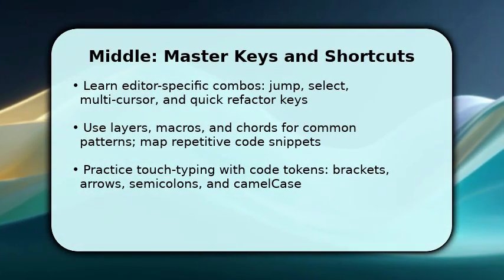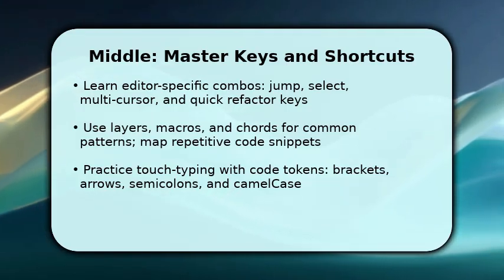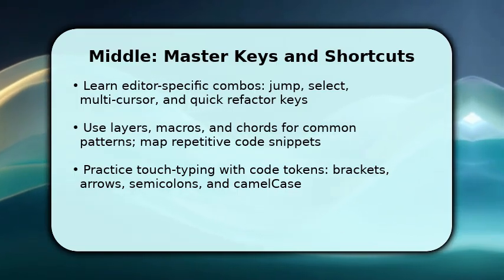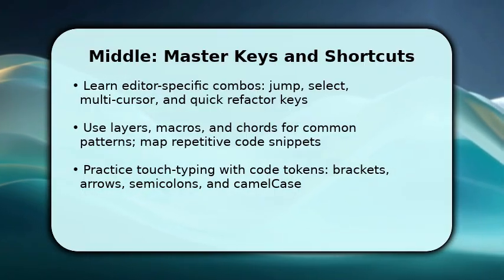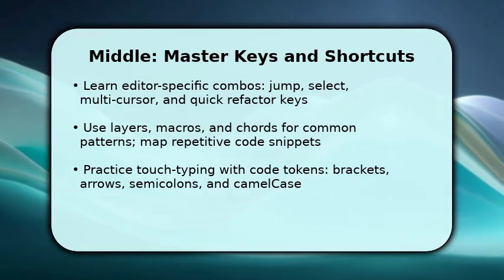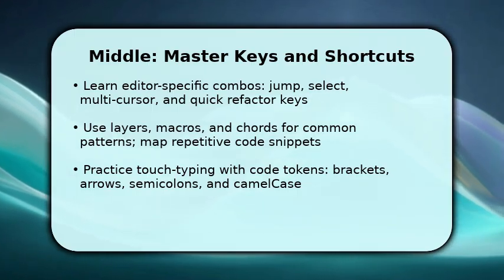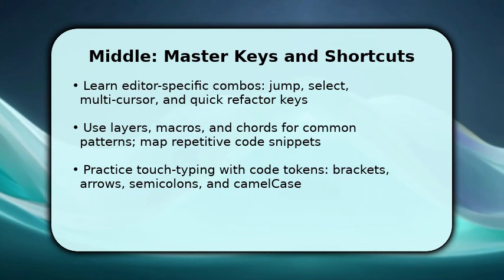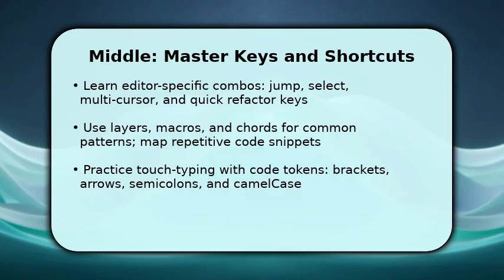You now train targeted habits. Combine editor shortcuts with hardware features. Learn how to jump to definitions, select tokens, use multiple cursors, and apply quick refactors. These cut context switches. Next, program keyboard layers and macros for boilerplate and recurring patterns. Map a chord to insert a function stub. Practice typing code-specific tokens, brackets, arrows, semicolons, so your fingers place them without thinking. Once comfortable, integrate shortcuts into your workflow gradually, and measure time saved to reinforce the changes.